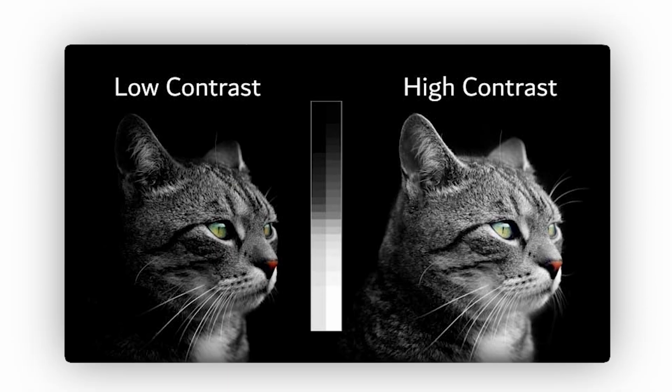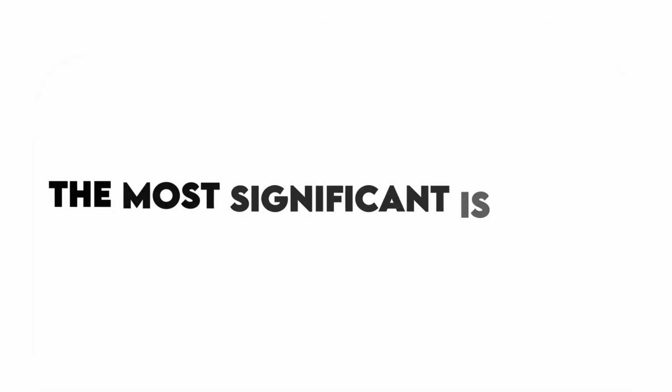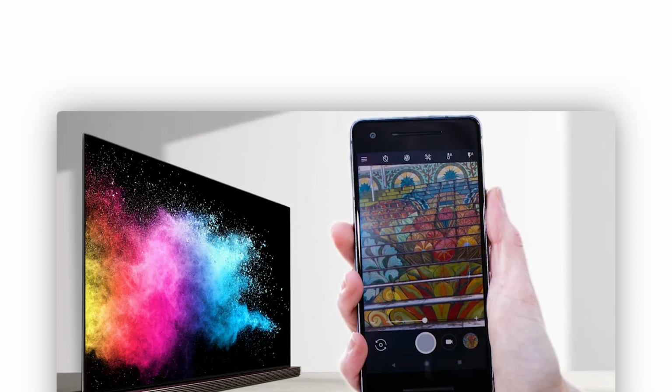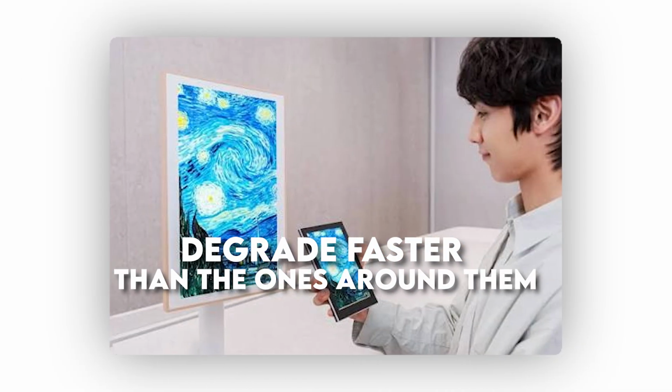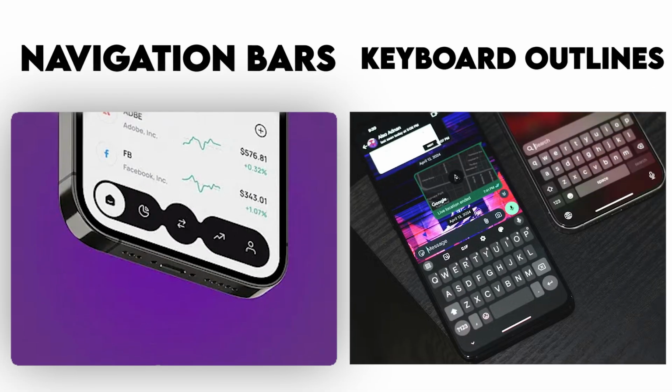The difference is particularly obvious in dark scenes, but OLED comes with a few vulnerabilities. The most significant is burn-in. If the same image sits on the screen for too long, the organic compounds in those pixels degrade faster than the ones around them, leaving a faint speck. Navigation bars and keyboard outlines are the usual culprits.